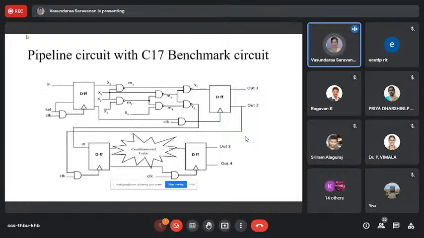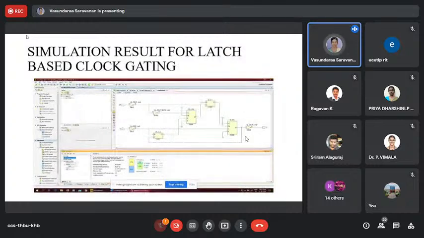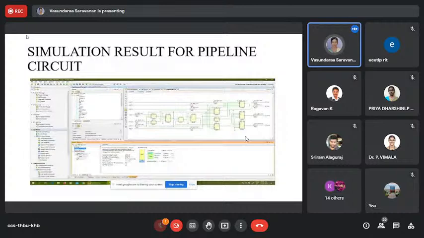This is the pipeline circuit with the C17 benchmark circuit. These are all the simulation results we obtained. This is for latch-free clock gating. Then the second one is for latch-based clock gating. This is the simulation result for a pipeline circuit. Then the last one is without using any clock gating.